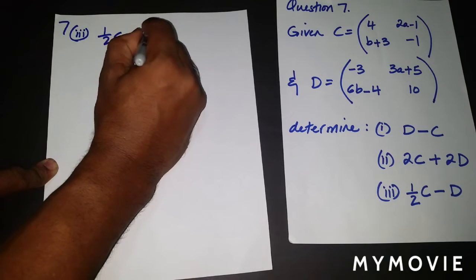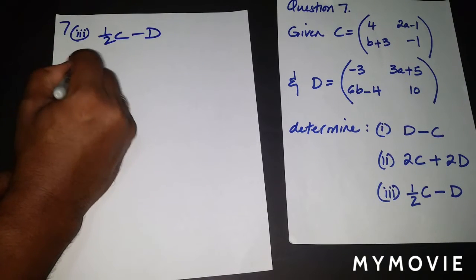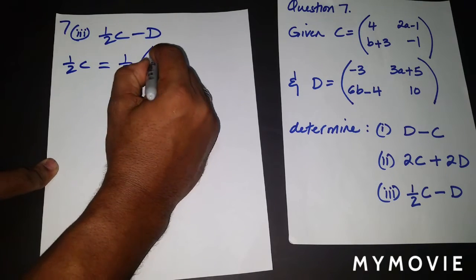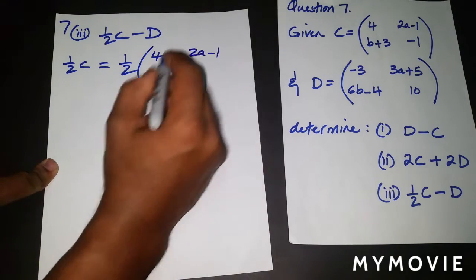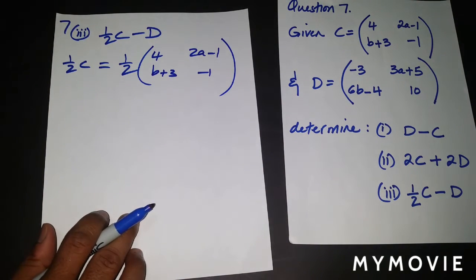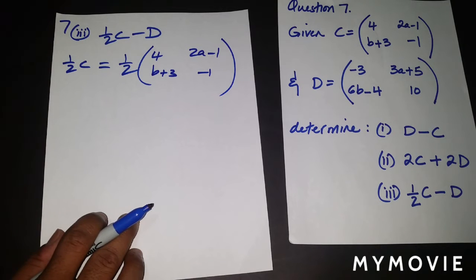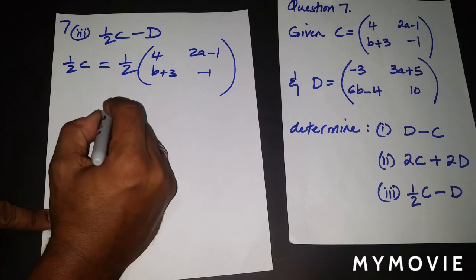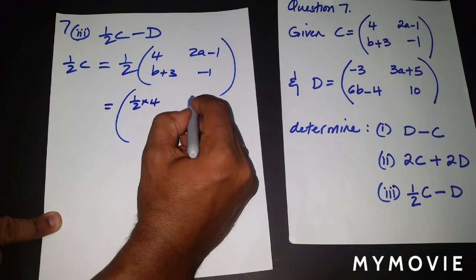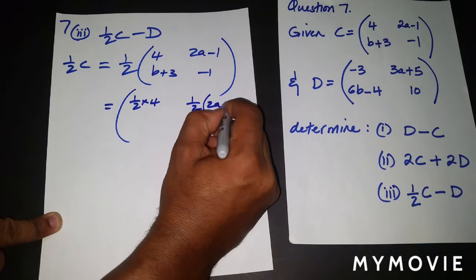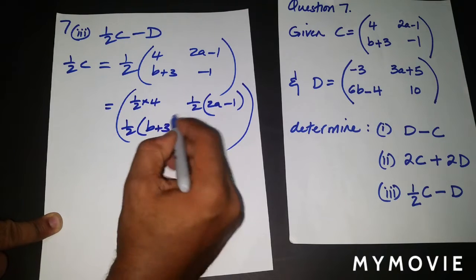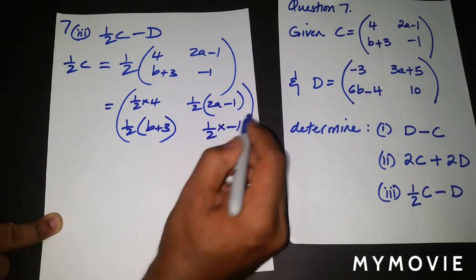Half c minus d. So of course we need to find half c first, and that is a half of whatever matrix c is, which is 4, 2a minus 1, b plus 3, and minus 1. Now you don't rush this, all right? Especially when it involves fractions. Some of you are a little bit antsy when they come out to fractions. So this would be half times 4, half open bracket 2a minus 1, half open bracket b plus 3, and a half times negative 1.